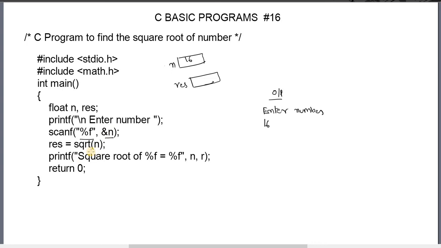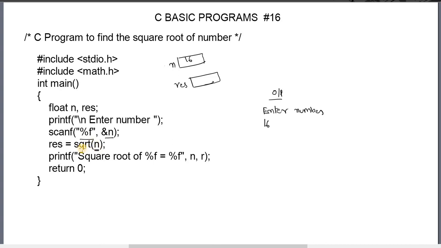sqrt is a function. It is a predefined function. It is already created and defined in the math.h file. This function will take one value and return the result, the square root of that number. We have to pass one number to that function.